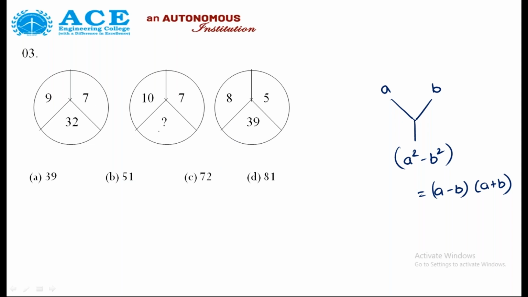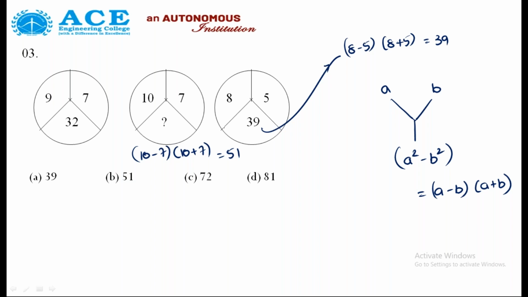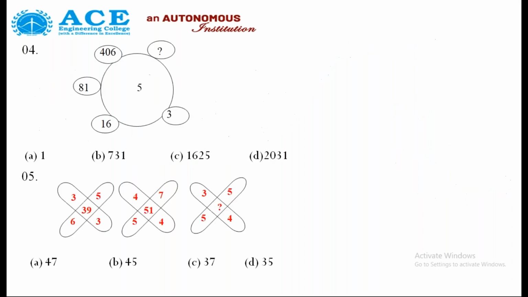Here 3 into 17. 10 minus 7 into 10 plus 7, you will get 51. And this is 8 minus 5 into 8 plus 5, which is 39. Got it? So 51 here, 39 here. See the next one. Hope you understand this. Here two questions are given. Find the logic, my dear friends.